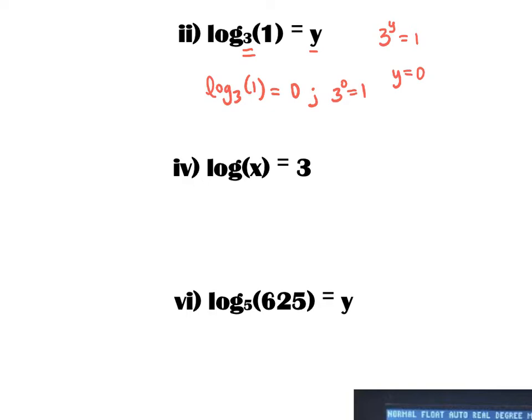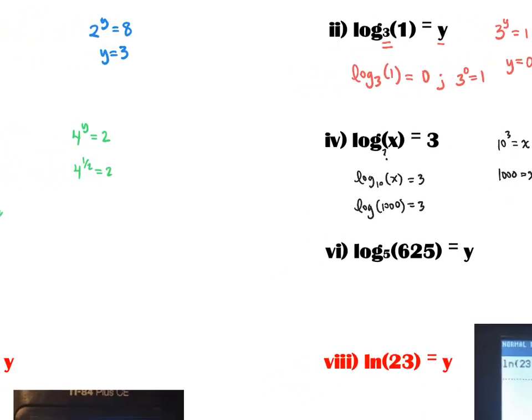Okay, if you ever see a logarithm without a base written, what is it? Well, that is called the common log, and that's base 10. Therefore, 10 to the third power will equal x. Well, 10 to the third is 1,000. Therefore, x equals 1,000. Therefore, log base 10, the common log of 1,000, is equal to 3. Awesome. Okay, let's continue on.